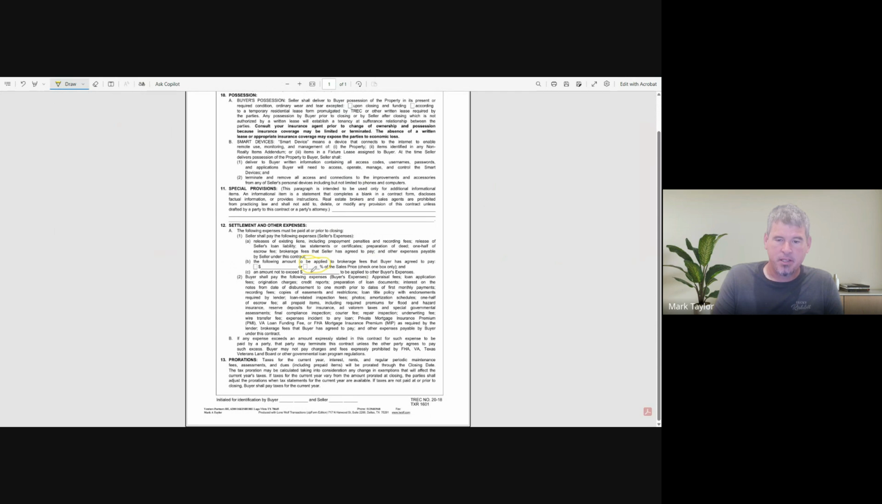This box below it is closing costs. What I'm seeing a lot is people using this box, and I'm seeing a lot of people writing it right here. This is really not even a part of the contract. So don't put it right here.